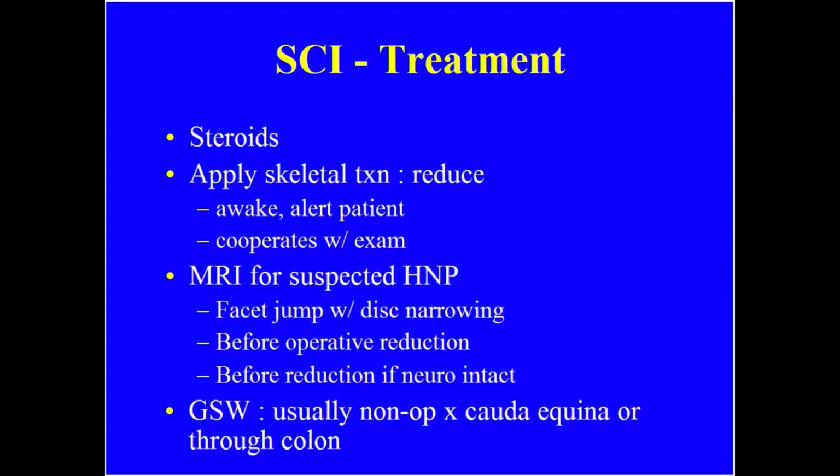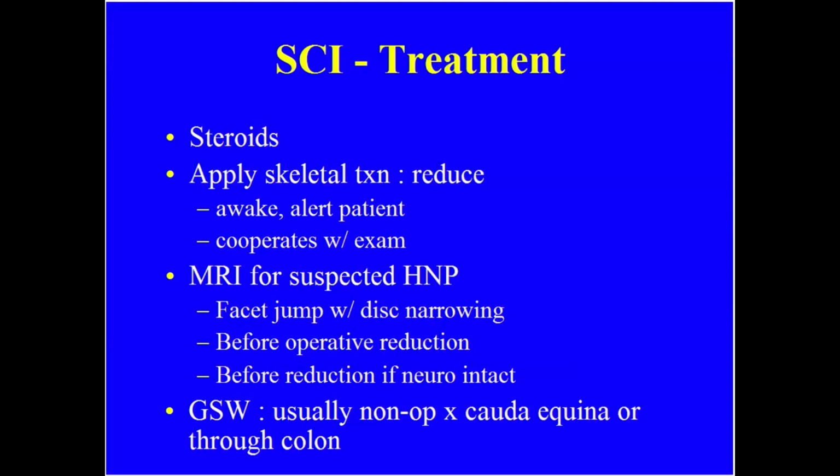How else do we treat patients with spinal cord injury? Well, with steroids. The next thing is apply skeletal traction and reduce any sort of malalignment of the cervical spinal cord, fracture dislocation, a fracture with collapse. If the cervical spine is malaligned, it needs to be realigned. Now, who can you do that in? Well, you do it in the awake, alert patient. If the patient is intoxicated, unable to provide feedback, then you need to be very careful about realigning the spine. This specifically applies to facet subluxation or dislocation.